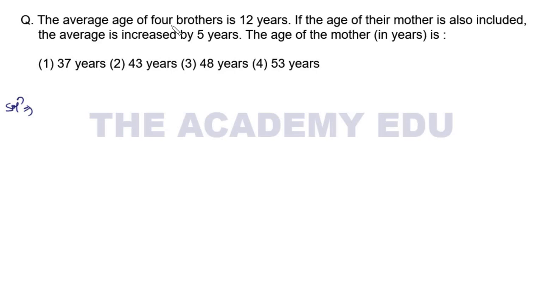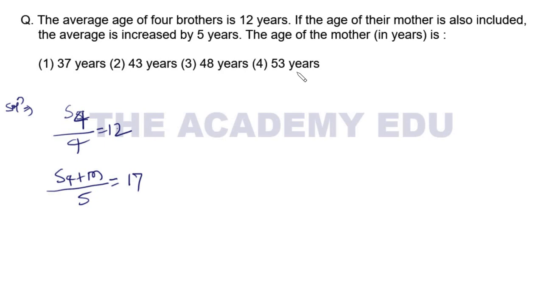The average age of 4 brothers is 12 years. Okay. If the age of their mother is also included, now the mother comes into the picture, mother joins them. So now they are 5. The average increased by 5. So 12 was initial, it increased by 5, means now it is 17. The age of the mother is? Can you find it in one line? Yes, we can find it.